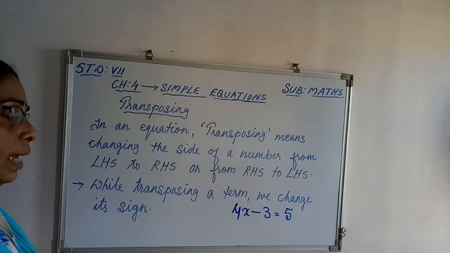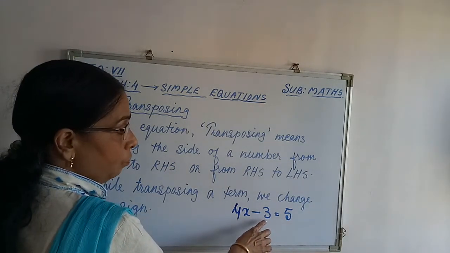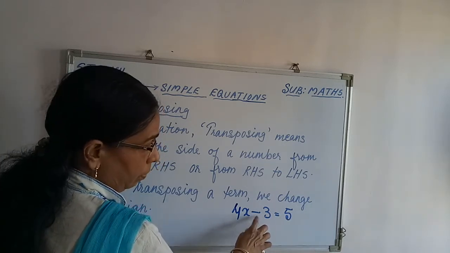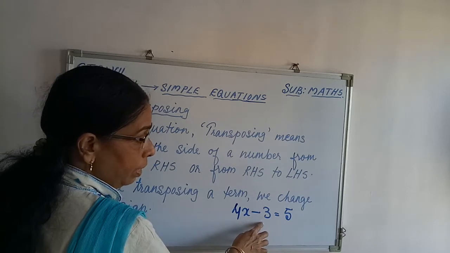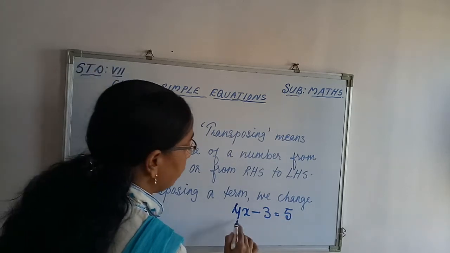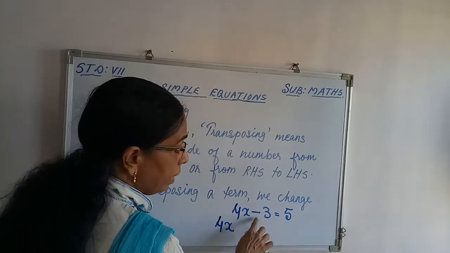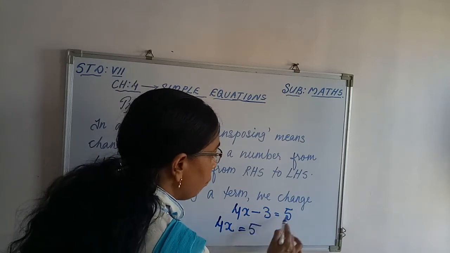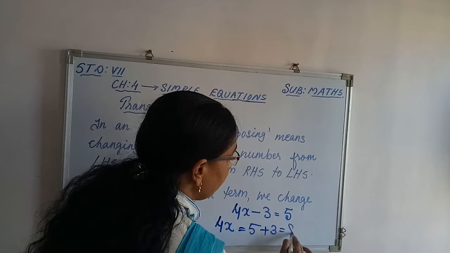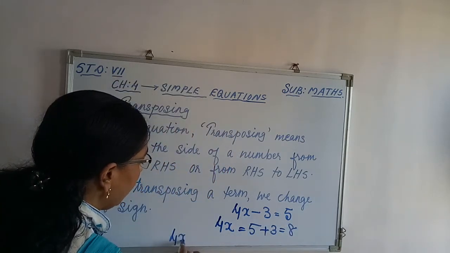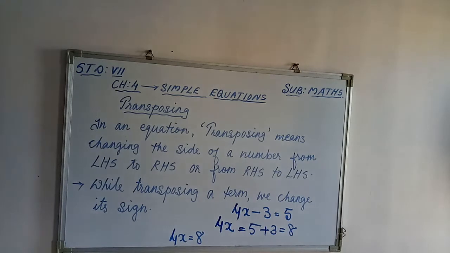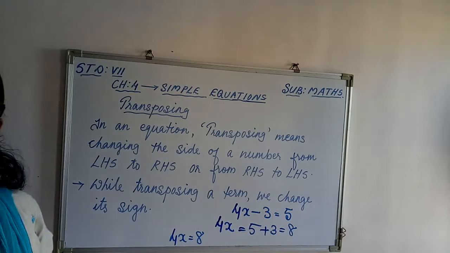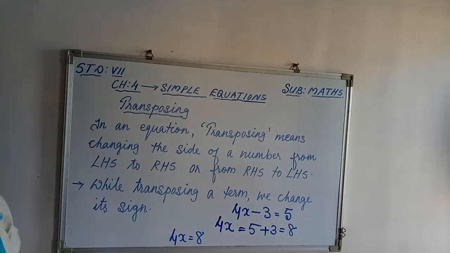Now see, if I change the side of the number 3, then the sign of 3 will be changed. Here 3 is in the left hand side. If I change it to the right hand side, see how it comes? 4x. Here it is minus. When I take it to the right hand side, that minus becomes plus. It will be 5 as it is. 5 plus 3, that's equal to 8. So we get 4x is equal to 8. Now we can find out the value of x by dividing with 4 on both the sides. That we will practice by solving the exercise 4.3.